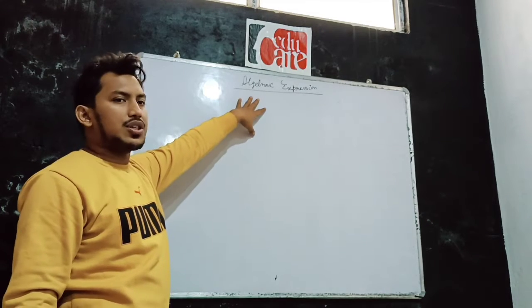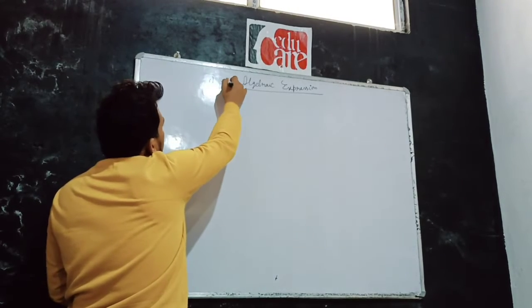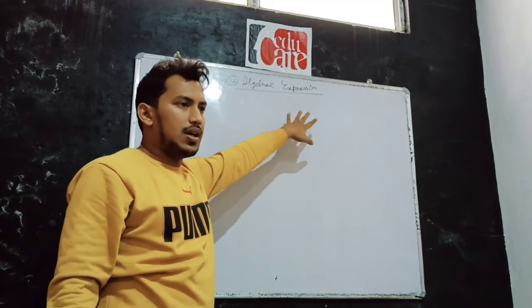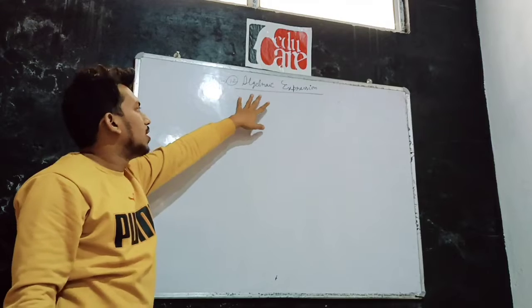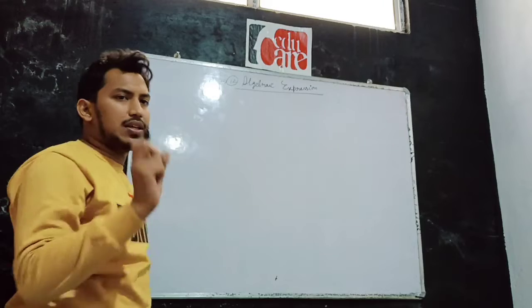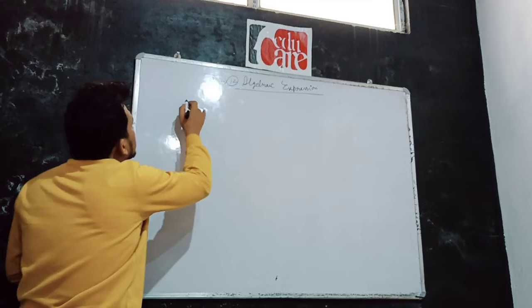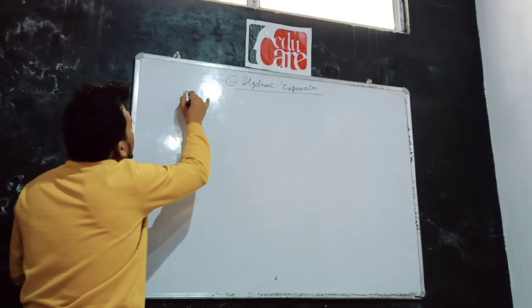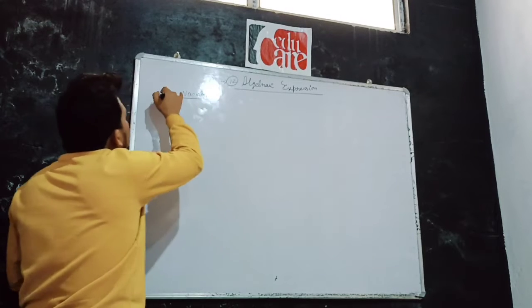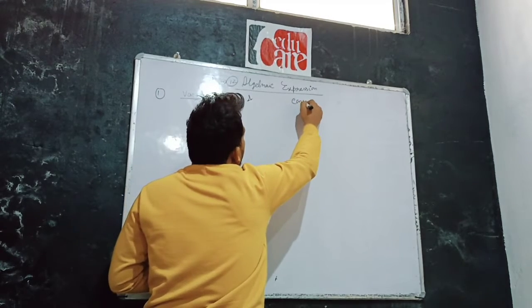Today I am going to teach you chapter number 12, that is algebraic expression. What is in the algebraic expression chapter? First, we have to know some basic concepts. Number one, variables and constant terms.